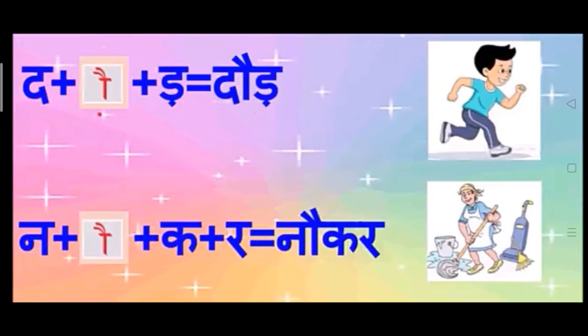We will see two more examples. Here, da plus au ki matra plus da. What is that? Daud. Second one, na plus au ki matra plus ka plus ra. What is that? Naukar. Once more, da plus au ki matra plus da, daud. Next, na plus au ki matra plus ka plus ra, naukar. Understood everyone?